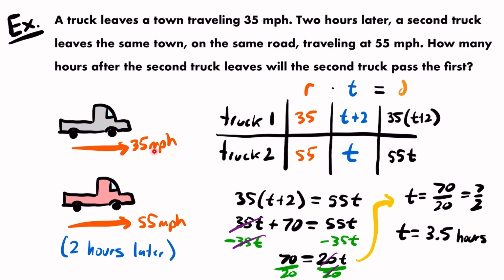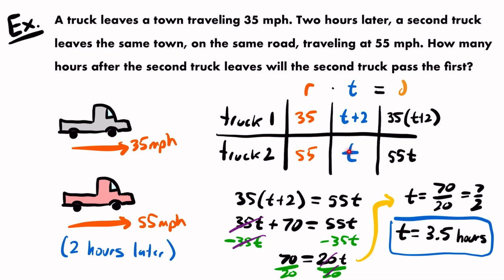We had 35 miles per hour and 55 miles per hour. Not to mention that our value of time was also based on hours, because for truck 1, we said that the amount of time was t plus 2, where 2 was in hours, okay? So t equals 3.5 hours is our final answer here.